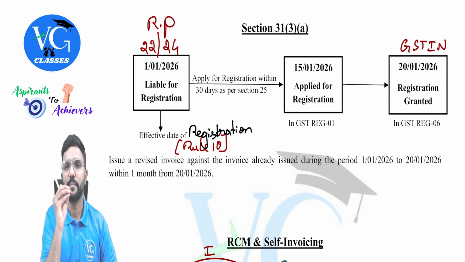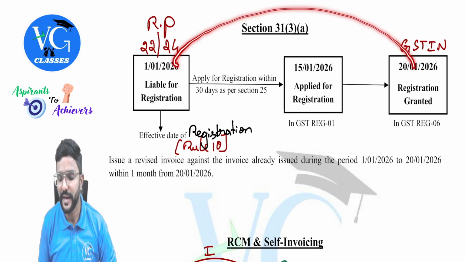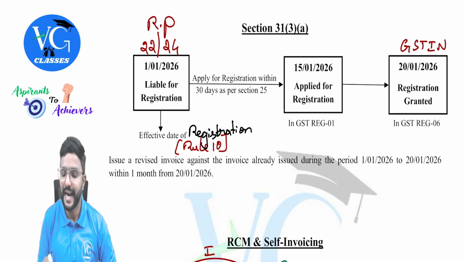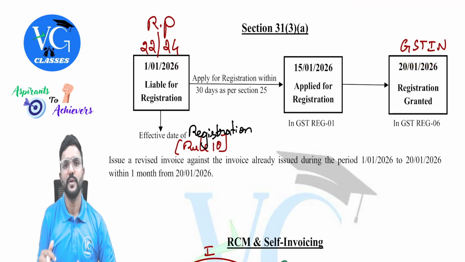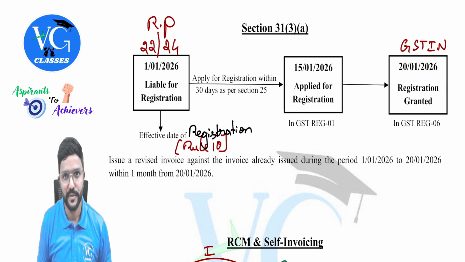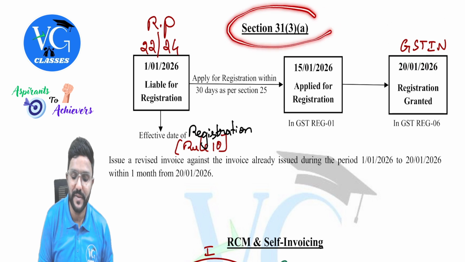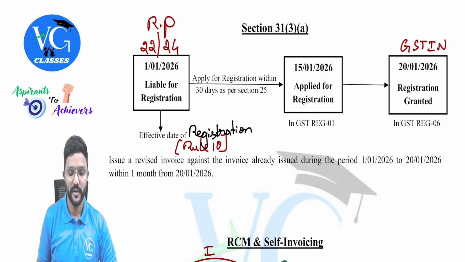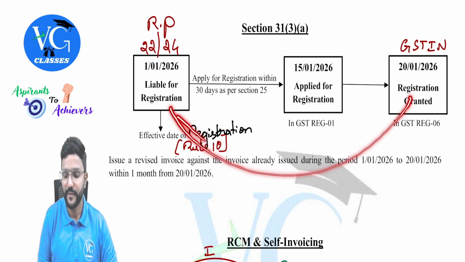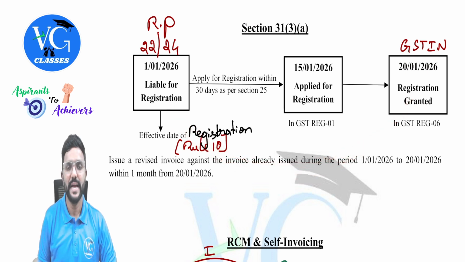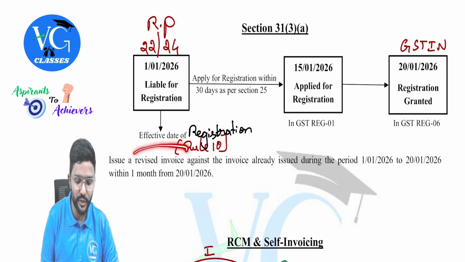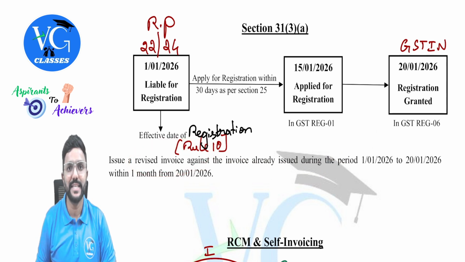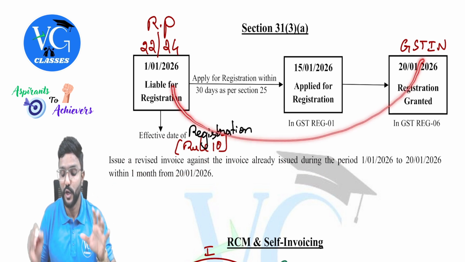Can I charge and collect it from my recipients? Yes. But the problem is, for any supplies made in between, I didn't have my GSTIN, so I would not have issued a tax invoice. That is why section 31 subsection 3 clause A says that for whatever supplies have been made from 1st January to 20th January, a revised tax invoice has to be issued, guys.